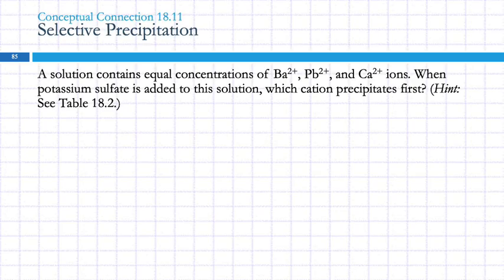So a solution contains equal concentrations of barium, lead 2, and calcium ions. When potassium sulfate is added to this solution, which cation precipitates first? Hint, see table 18.2.